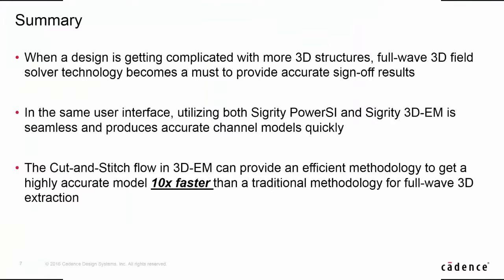In summary, when the design is getting complicated with more 3D structure, the 3D EM full-wave solver becomes a must to provide accurate sign-off results. In the same GUI, as you can see from the video, switching from PowerSI to 3DEM is seamless with smart utility in 3DEM. The cut and stitch flow in 3DEM can also provide an efficient methodology to get a full-wave accuracy model 10 times faster than full 3D single structure extraction.